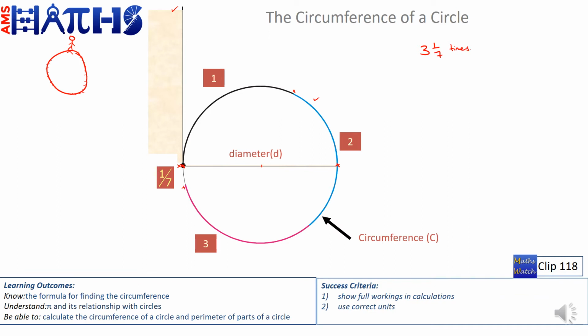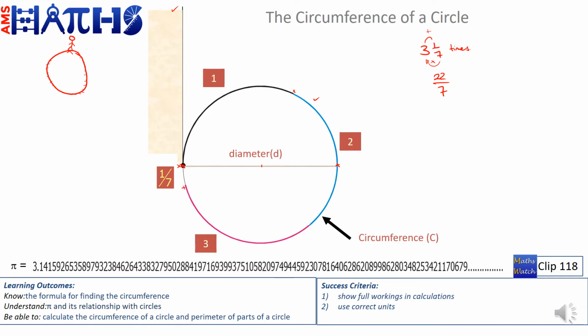Now we can write that as an improper fraction, which is 7 times 3, 21, then add 1, 22, so it's 22/7. And there is a special name for this value that we get when we divide the circumference by the diameter, and we call that pi. Here's our symbol for representing pi. You can check on your calculator to see if you find that symbol. It's somewhere at the bottom.